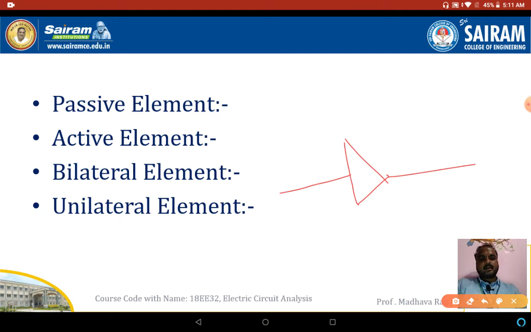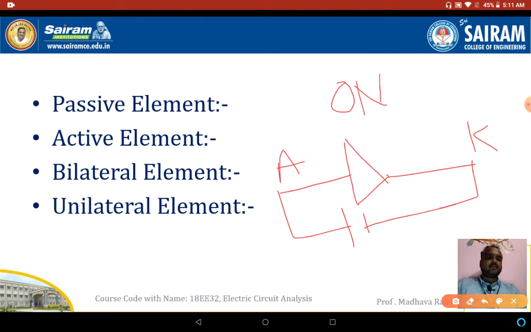Diodes conduct in only one direction. A diode has two terminals, one is anode and the other is cathode. If you connect the positive terminal to the anode and the negative terminal to the cathode, then only the diode will be on. That means the current will flow from anode to cathode. If we connect the negative terminal to the anode and the positive terminal to the cathode, the diode will be in off position. The diode will not conduct. That means the diode is in reverse bias. So this is the example for unilateral elements.